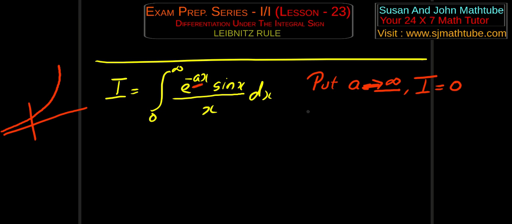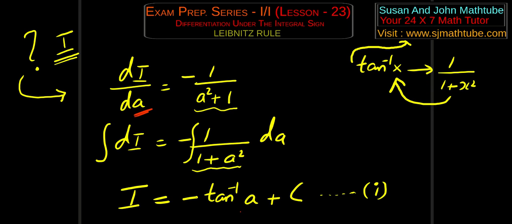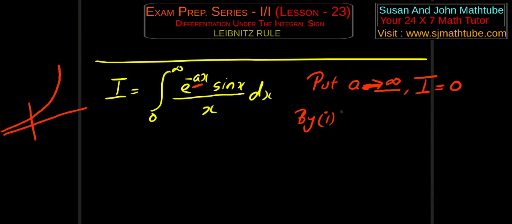So now I am going to use equation 1. So instead of a, I have to plug in infinity. And I know tan inverse infinity tends to pi by 2. And instead of I have to plug in 0. So we get 0 is equal to minus pi by 2 plus c. Therefore, c is equal to pi by 2. Time to close the box.